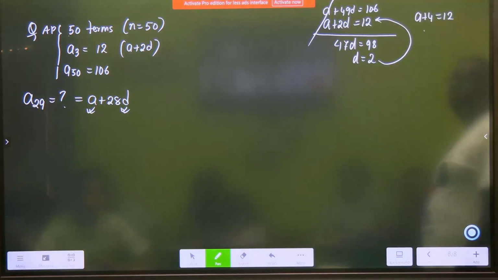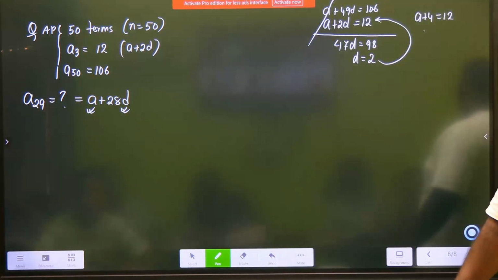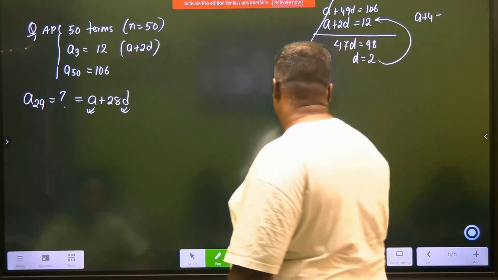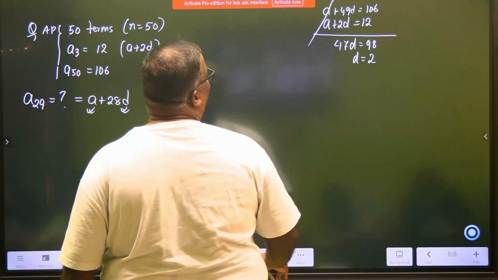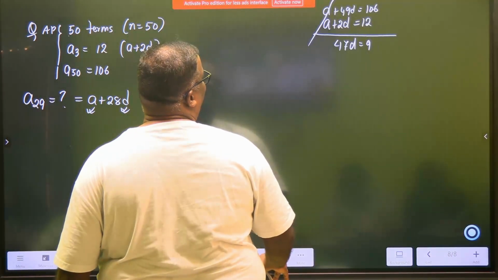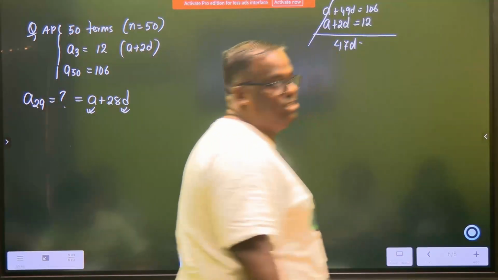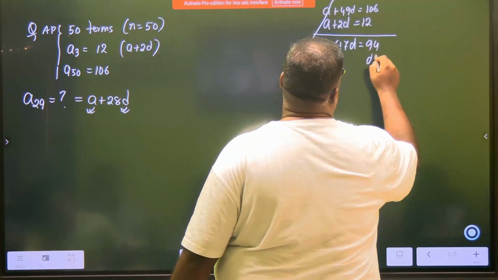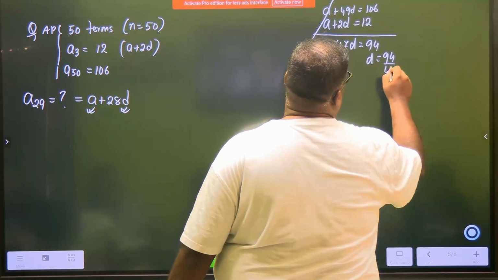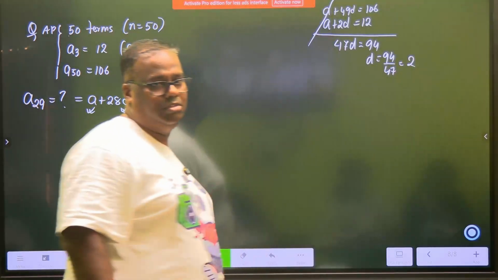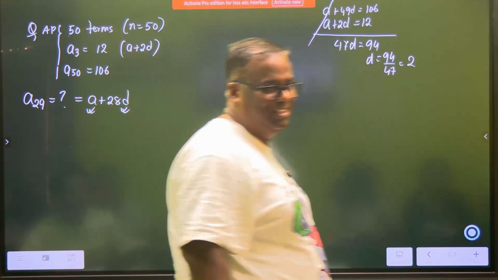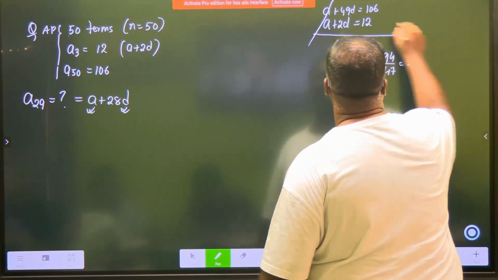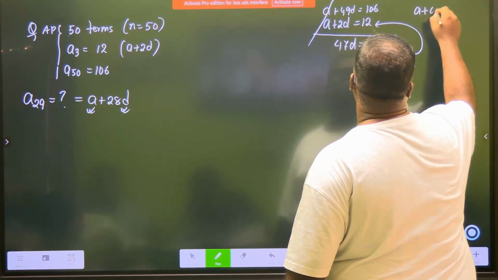106 minus 12. Oh, something wrong I have done? 106 minus 10 is 96. Sorry, so this is 94. So D is equal to how much? 94 by 47, which is equal to 2. Man, what nonsense. So we get A plus 4 is equal to 12.